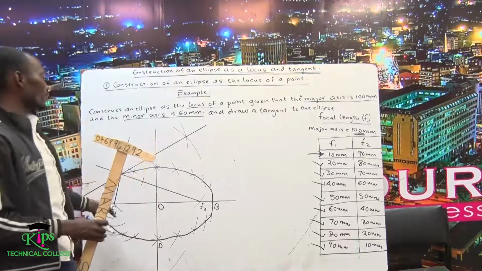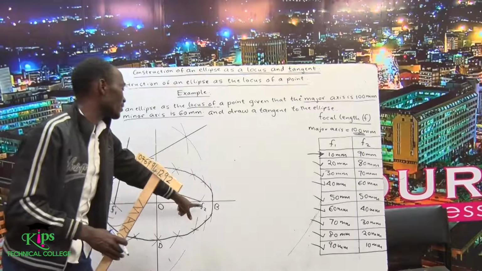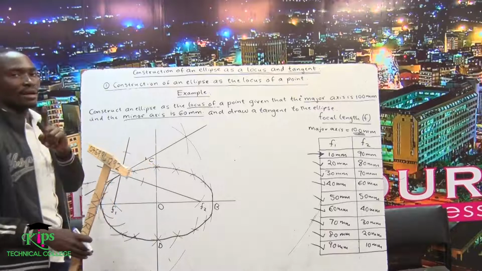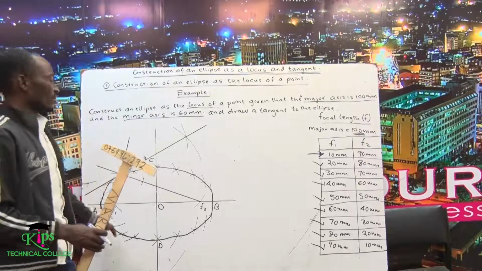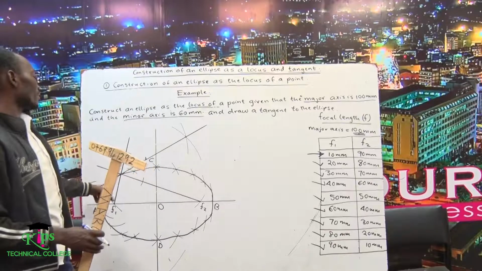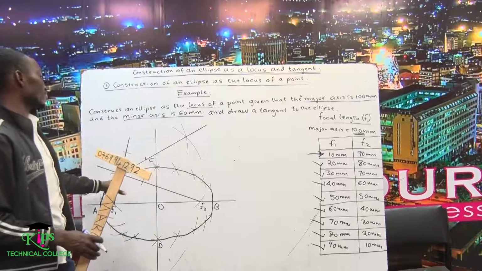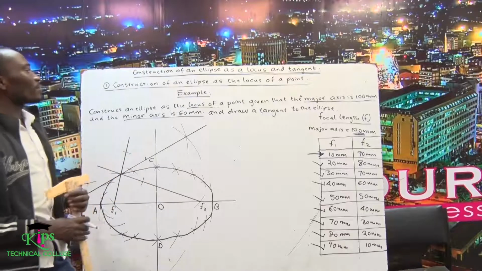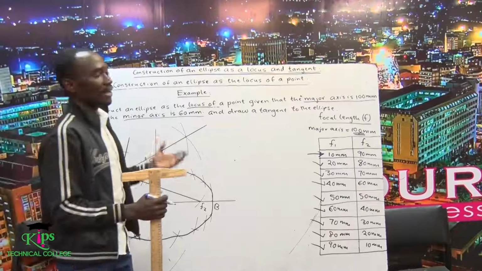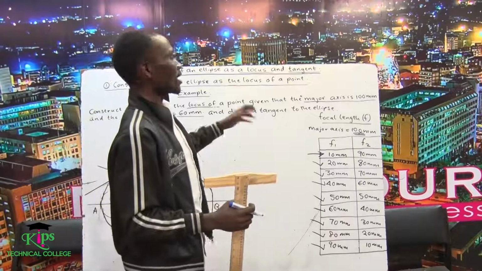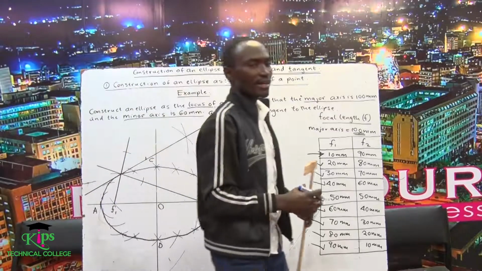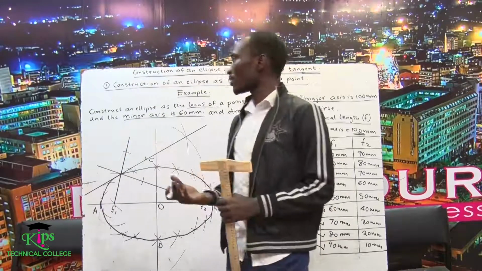So once you are through with drawing the ellipse, you just extend this focal length to meet at just one point of these intersections. Then from there, you will bisect this angle, then draw a tangential line towards this point. So that is the procedure of drawing an ellipse as a locus, then including a tangential line.